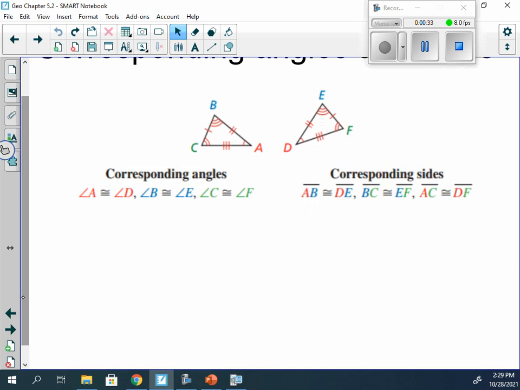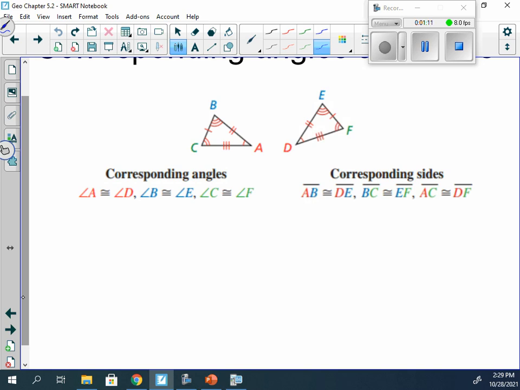A is congruent to D. In the figure, angle A has a mark inside of it where the angle's at, and so does D. So those marks signify that those two angles are congruent. If we look at B and E, both have 3 marks, so those two angles are congruent. C and F have 2, so those two angles are going to be congruent. They're going to be the same. They correspond to each other. They're in the same spot. They're congruent.